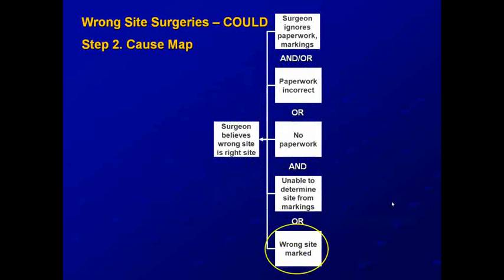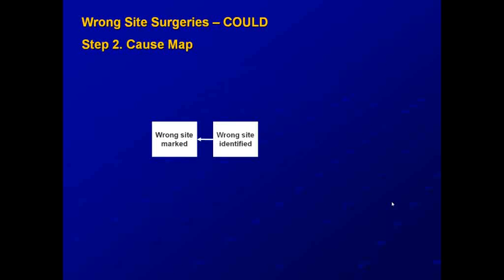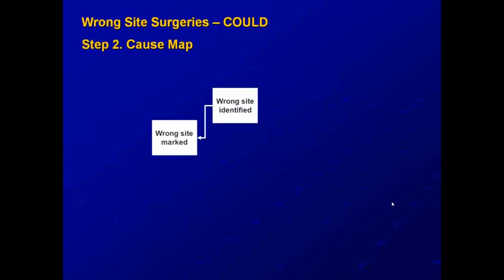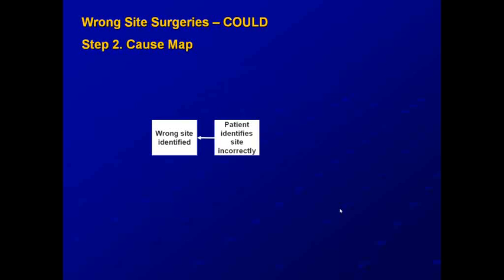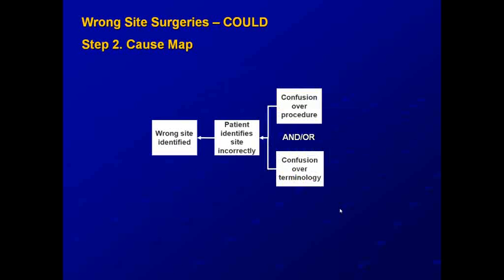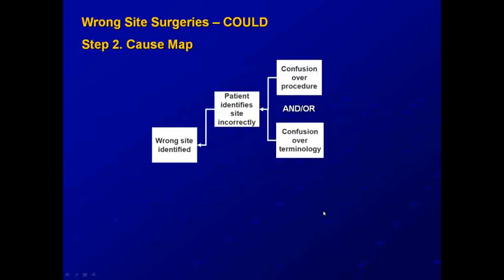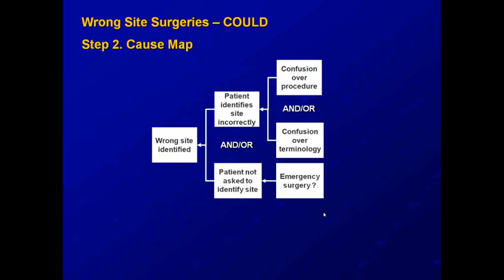The wrong site may be marked if the wrong site is identified during the marking process, or if markings are applied incorrectly during the marking process. The wrong site may be identified if the patient identifies the site incorrectly. This can occur if the patient has confusion over procedure or confusion over terminology that's used, such as numbering digits when referring to fingers. Or the patient may not be asked to identify the site. This is frequently the case during emergency surgery.